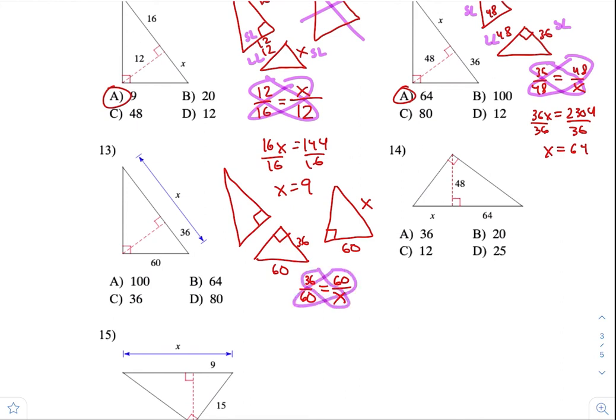Cross multiply, 36x is equal to 60 times 60, which is 3,600. Divide both by 36. X is equal to 100. Number 14.